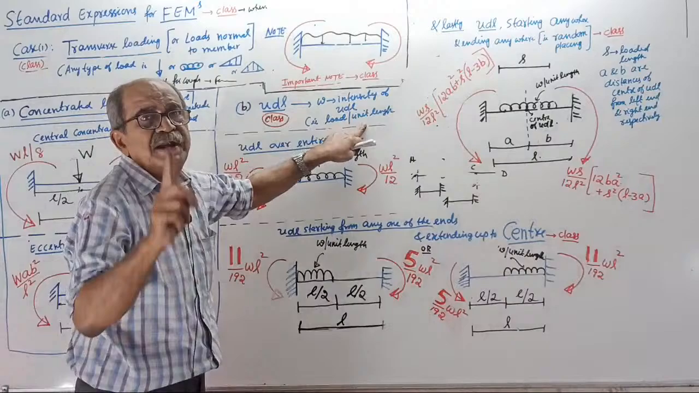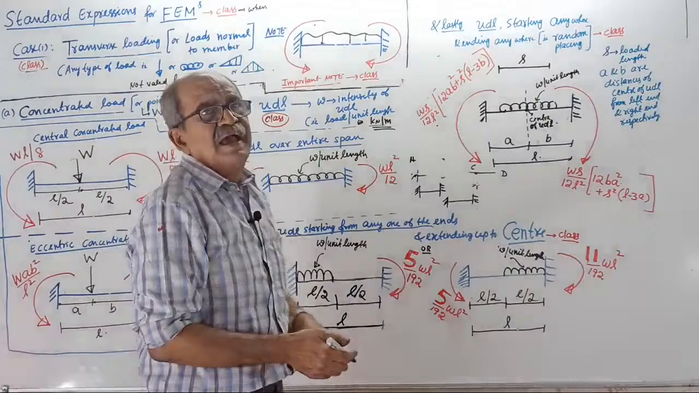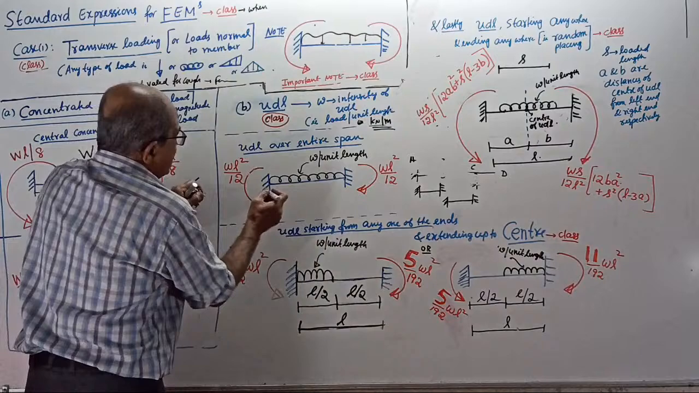For example, kilonewton per meter. Very, very important. In case the total load is given, using the total load, you get the intensity. Okay, over. Now, first case, UDL over the entire span. Now, one note.